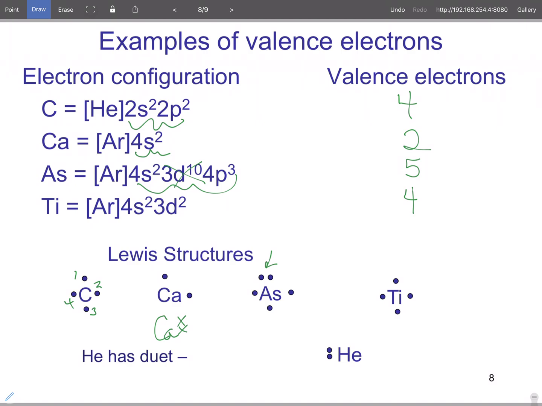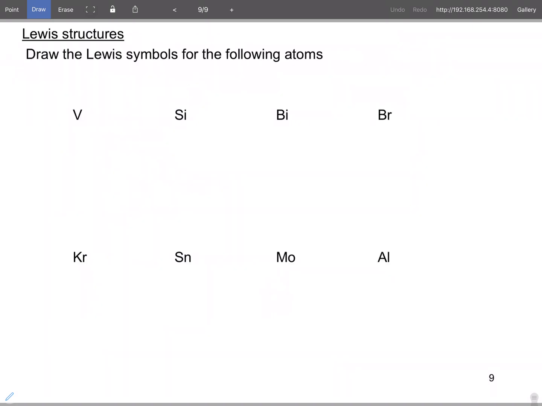Now, you need to remember that there are a couple exceptions. Helium has a duet. That means it only has 2 electrons. Hydrogen is happy with a duet as well. That's because if you look at their position on the periodic table, where you put the electron configurations, you'll see that it has a maximum of 2 electrons, so it can't go to the octet. And there are a couple other bizarre, weird exceptions. We'll talk about those later. So first off, let's draw Lewis structures.